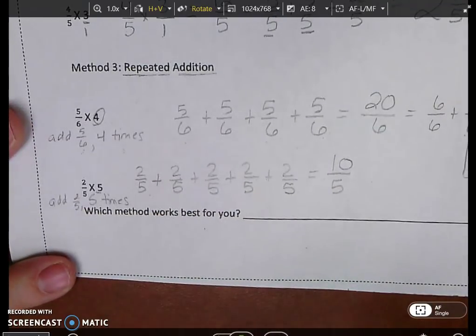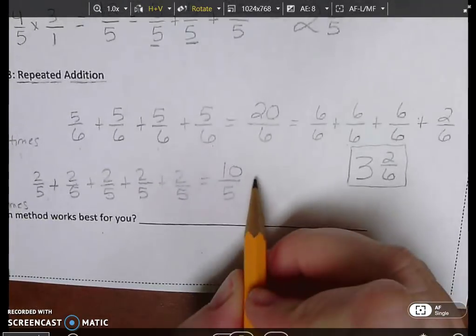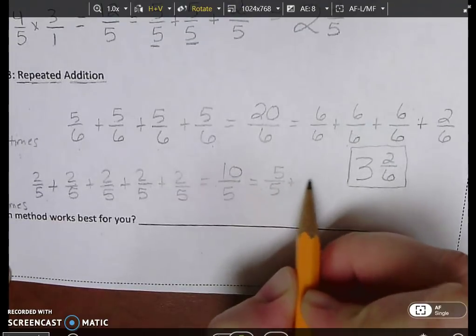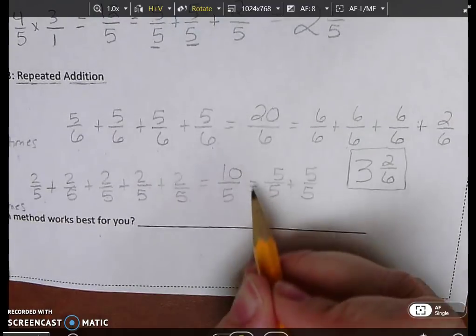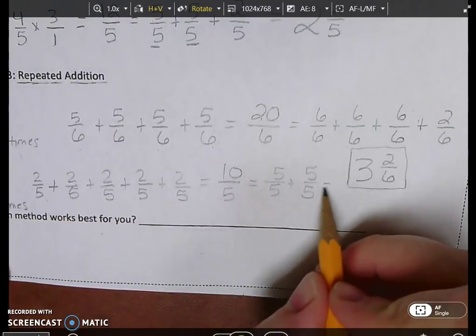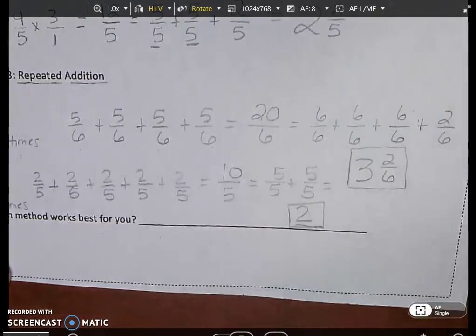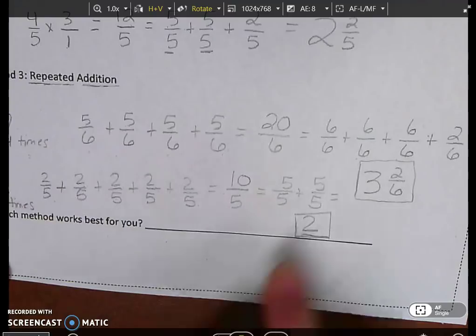I've got 10/5. I've got to change that 10/5 to a mixed number. So 5/5 make a whole, so 5, 10. That equals 10. So all I have are 2 wholes. 2 wholes would be my answer. So this one actually turns out just to be a whole number and not a mixed number, and that's okay.